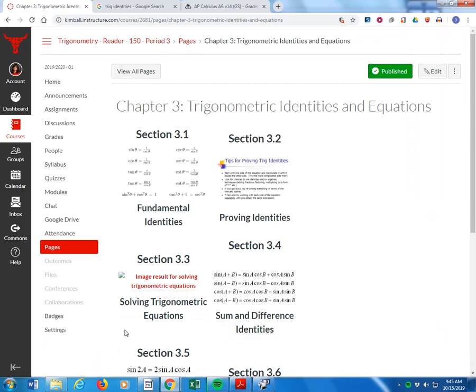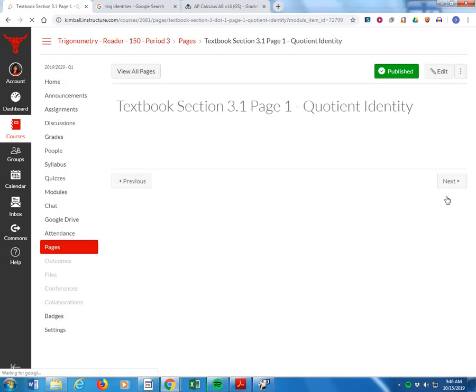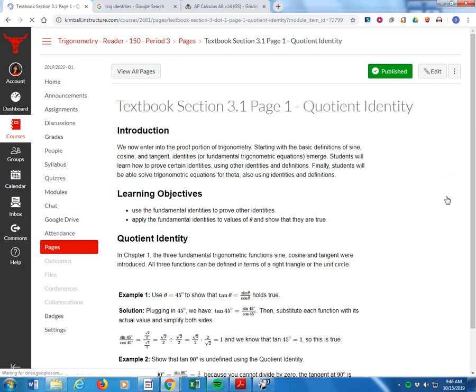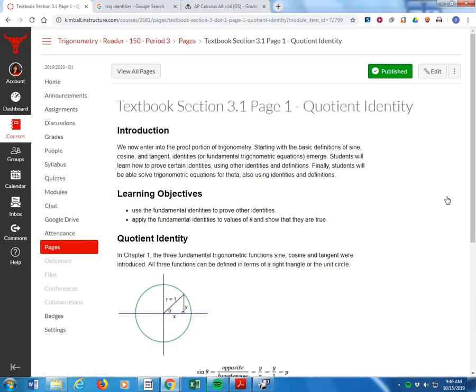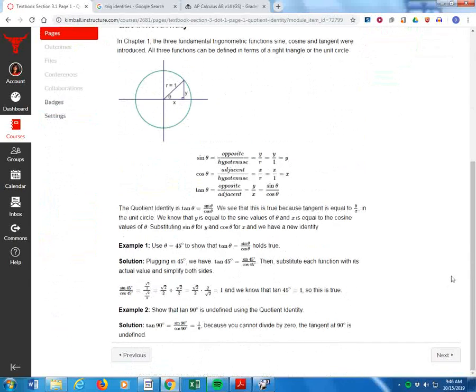Okay. So 3.1, the fundamental identities. Oh, it is? I can see the 3.2. You can't get it? Okay. I'll get it open for you. Okay. Yeah, I saw that yesterday. It's November 6th, 2018.